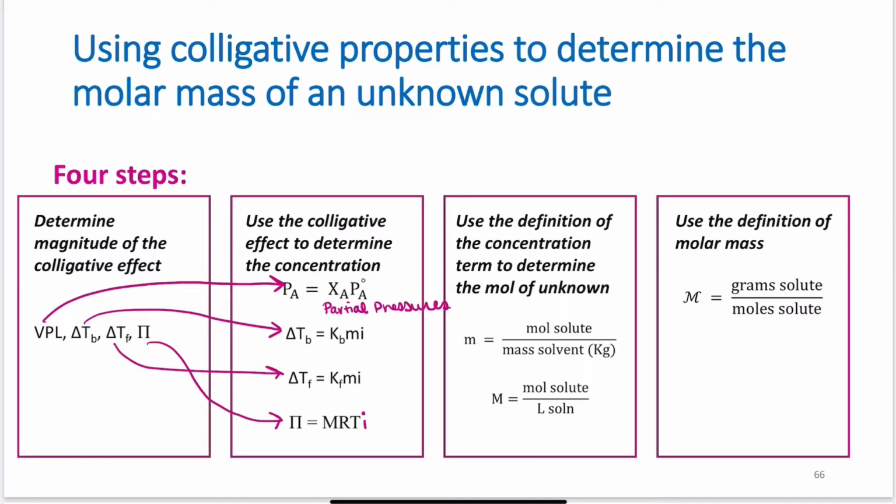We will talk about that again in this module. Once you know which equation to use, you're going to use the definition of the concentration term to determine the number of moles of solute you have. So remember, molality is moles of solute to mass of solvent in kilograms. Molarity is moles of solute to liters of solution. And then just use your definition of molar mass. We know molar mass is equal to the grams of your solute divided by the moles of solute, or grams per mole.